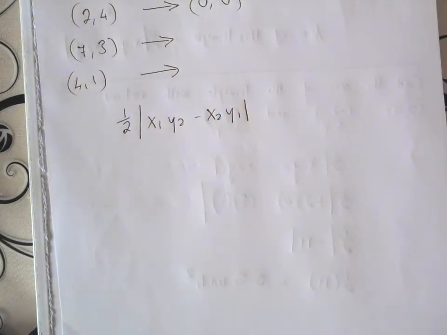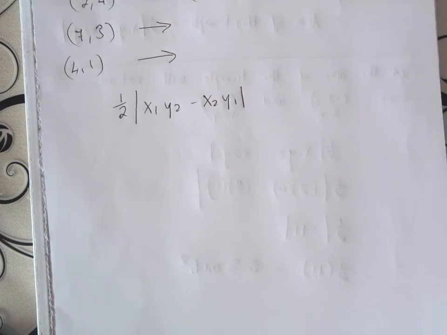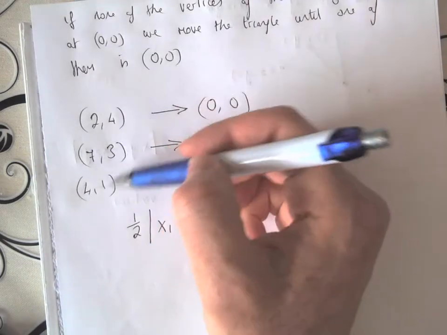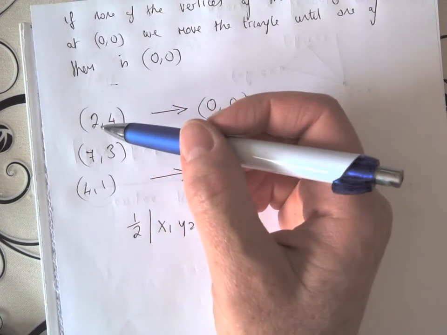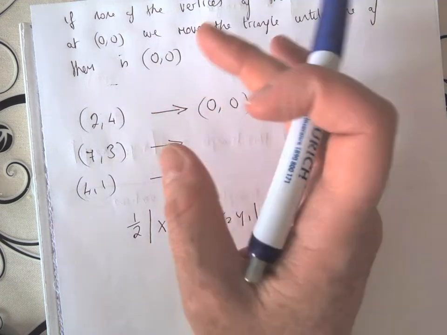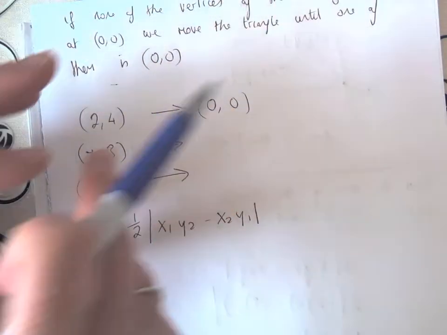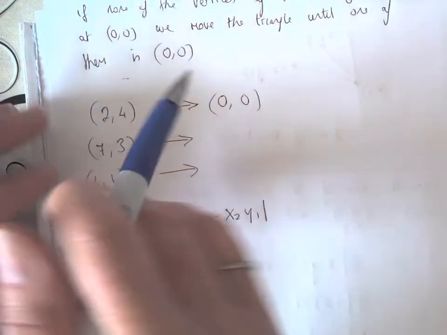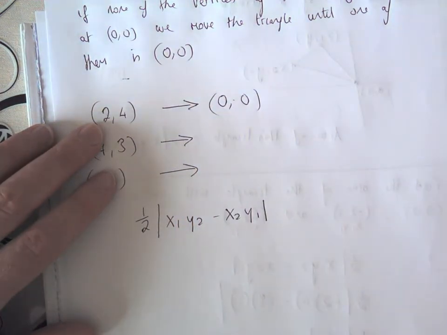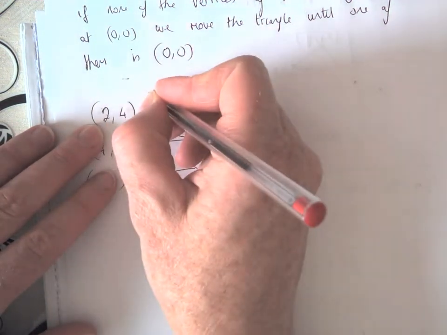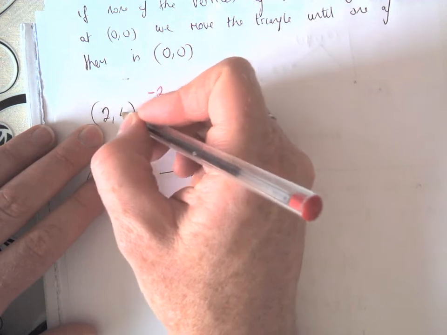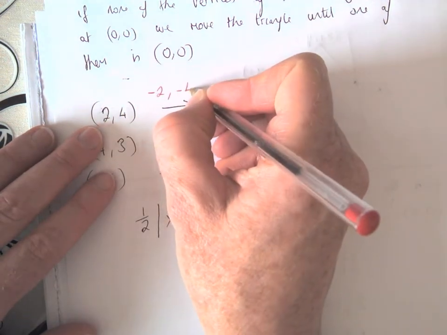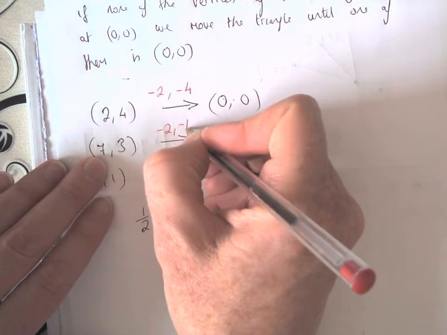The only difference then is if none of the points are at 0, 0, we move one to 0, 0. So let's say these are my points of my triangle. I can move the whole triangle the same amount. So what I'm doing is I'm just moving it down. So if I move 2, 4 to 0, 0, what did I do to 2 to get to 0? I had to take away 2. What did I do to 4 to get to 0? I had to take away 4. So I need to do the same to all the other points.